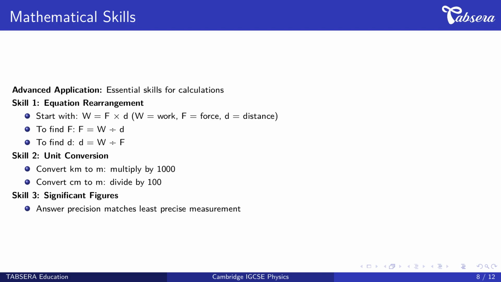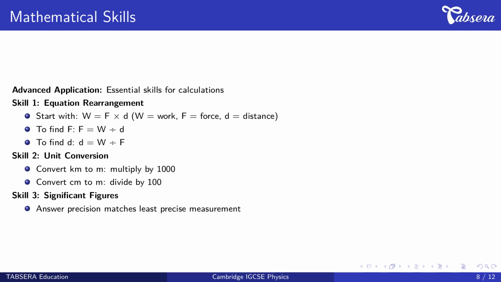First, equation rearrangement. When we need to find a different variable, we rearrange algebraically, starting with W equals F times D, where W is work done, F is force, and D is distance. To find force F, we divide both sides by D, giving F equals W divided by D. To find distance D, we divide both sides by F, giving D equals W divided by F.